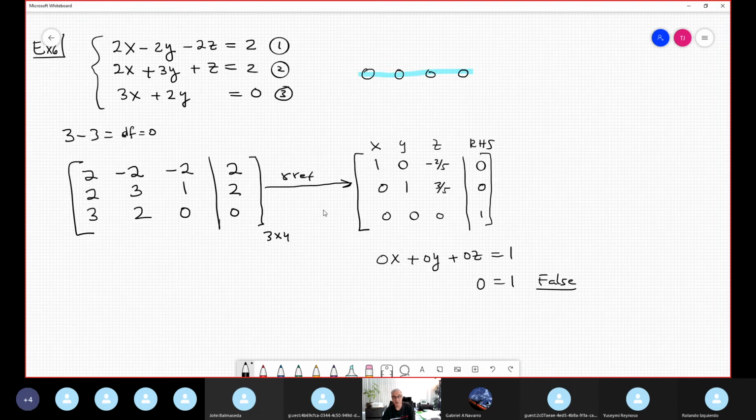So what is the interpretation there? What do you think is the interpretation? When you try to do something in mathematics and you get a contradiction, what does that mean? You get no solution. Exactly. No solution.